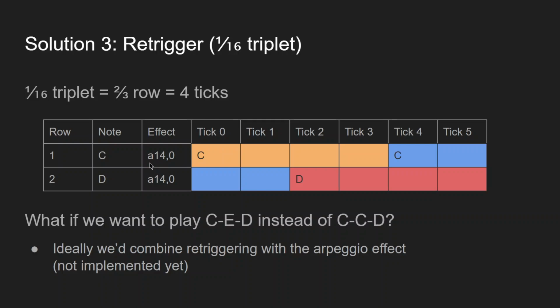The group of effects that retriggering belongs to is A for articulation. Retriggering is our articulation effect number 1. And then the first parameter is we want to retrigger every 4 ticks. And then the second one allows us to change the volume. I'll mention that again in a second.